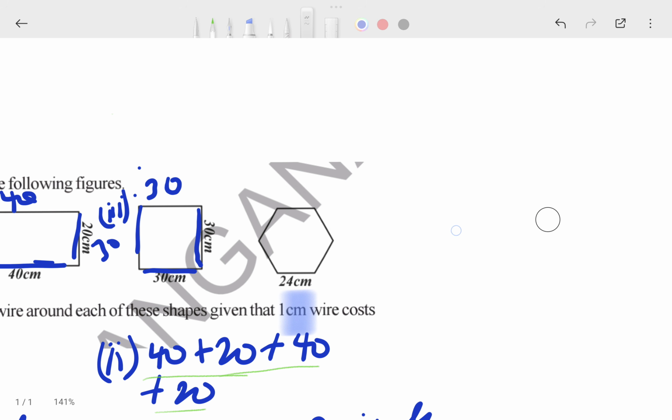Now, we have to find the boundary, which means we have to add the sum of all the sides. This one is given as 30, and this one is given as 30. This one is not given, but it is the same size, 30. So we have to find all the sides. Perimeter means the sum of all sides. So this is 30 centimeter, this is also 30, this is 30, this is also 30.